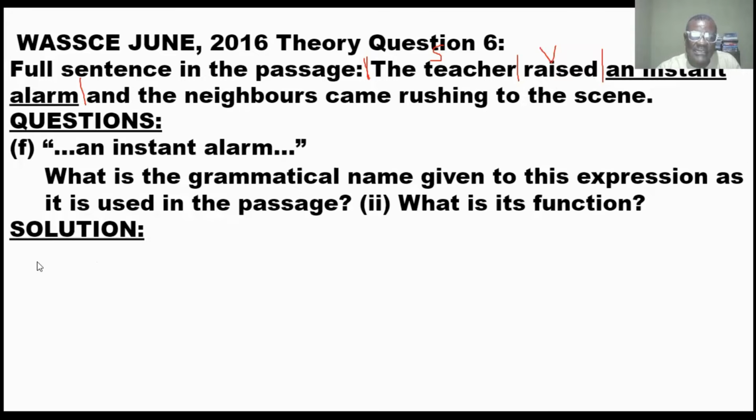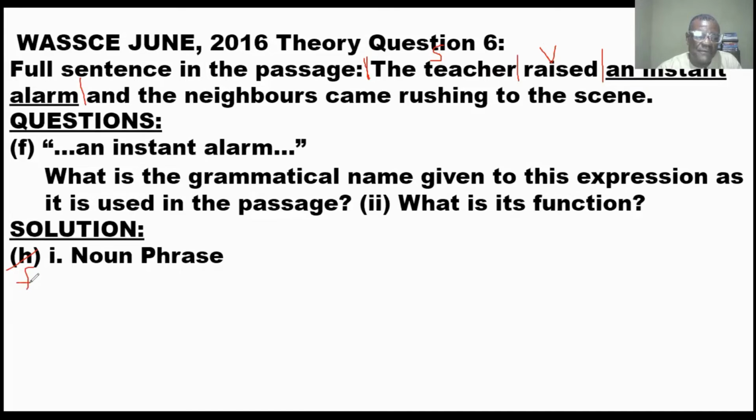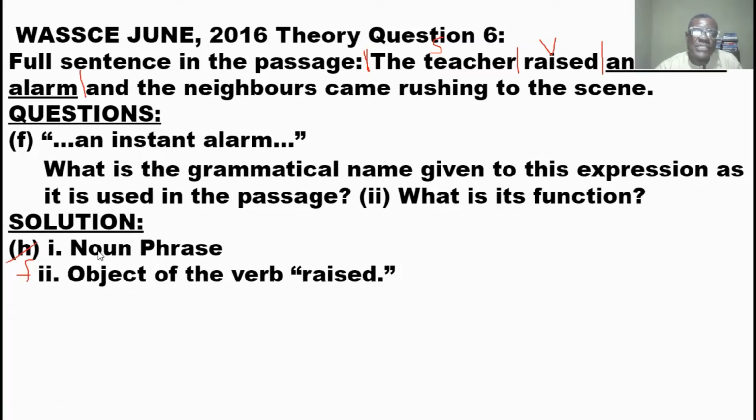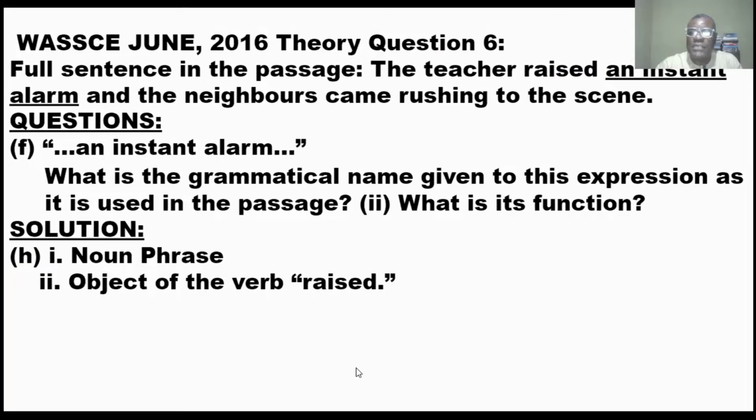So let's look at the solution. Again, you can see here, there's a typo. If we have question F, it should be answer F. Take note of this. So the answer to question I, which is the grammatical name, is noun phrase. The answer to question II, which is the function, is object of the verb raised. So let's undo the marks, and now we go to the next question. Okay.